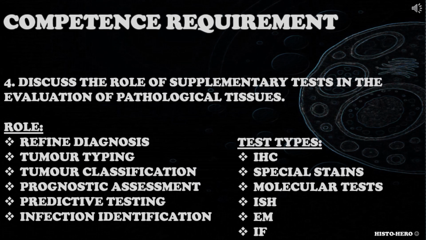The fourth competence requirement is for you to discuss the role of supplementary tests in the evaluation of pathological tissues. What are supplementary tests and when would they be used? What is their role in the evaluation of pathological tissues? Consider refined diagnosis, tumor typing and classification, prognostic assessment, predictive testing, identification of infections. What supplementary tests can be used? Consider IHC, specials, molecular tests for confirmation of diagnosis, ISH, EM, IF.